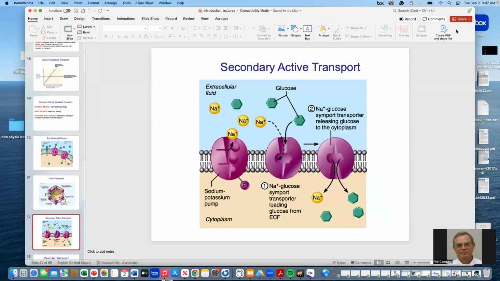Secondary active transport. In this example, we are expending energy to transport sodium. Oh, and by the way, we will co-transport glucose. So we're expending the same amount of energy, but we're moving two molecules. This is called secondary active transport.